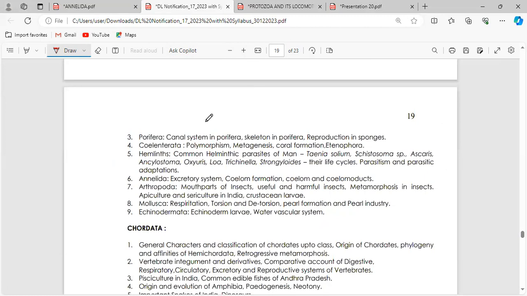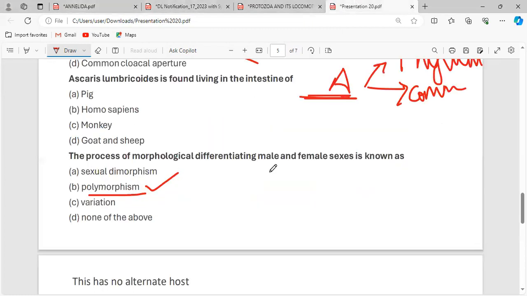See, in the case of the canal system, it is Porifera. In the case of polymorphism, it is Coelenterata. That is why the syllabus is important for answering this type of question. If they give options such as Porifera, Annelida, Coelenterata, you will go with the answer Coelenterata.